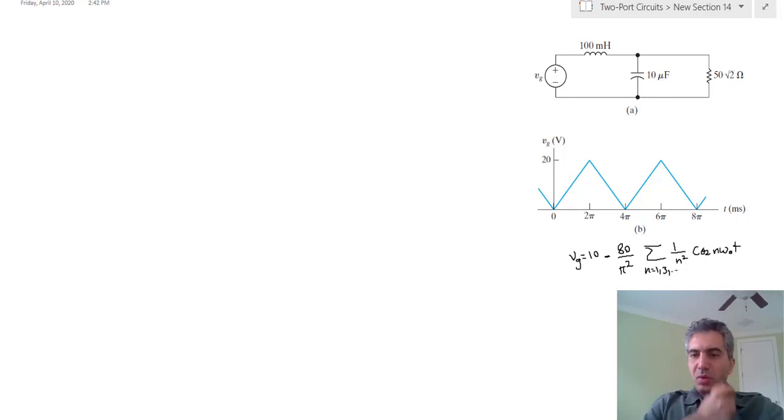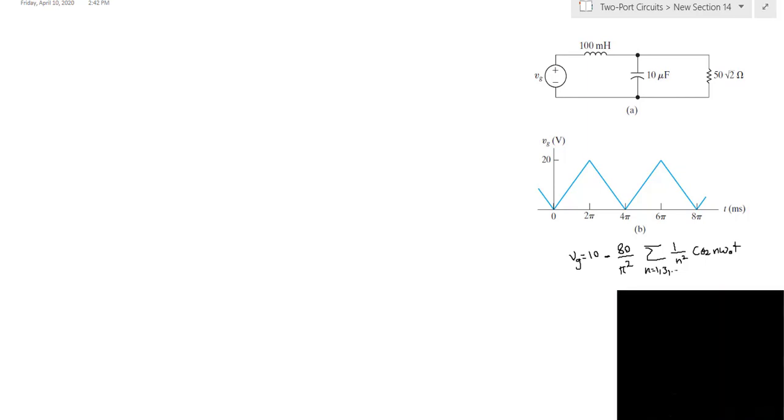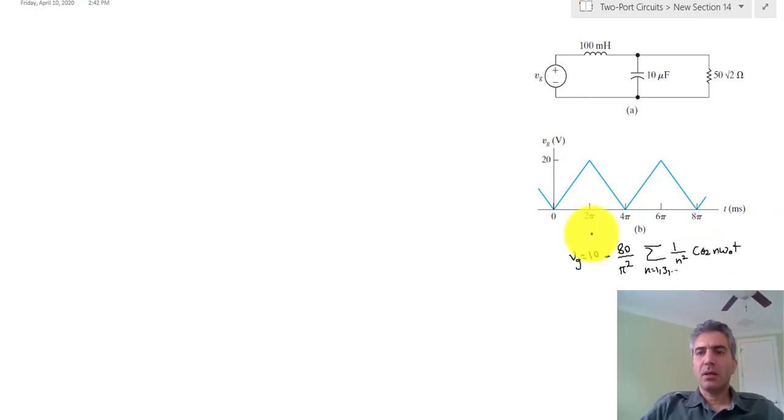Hello everyone. Today we're going to find the response of a circuit to a periodic signal that is connected to it. As an example, you can see here VG, the source connected to this circuit, has this waveform.